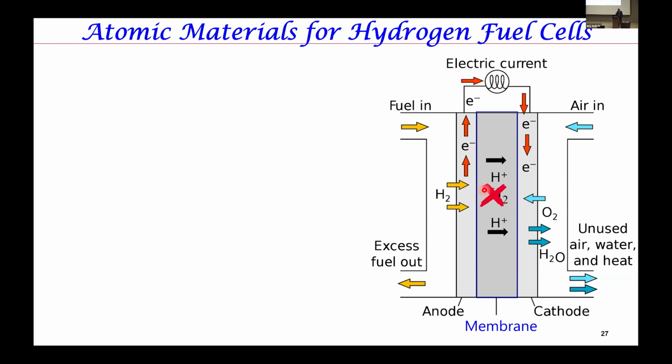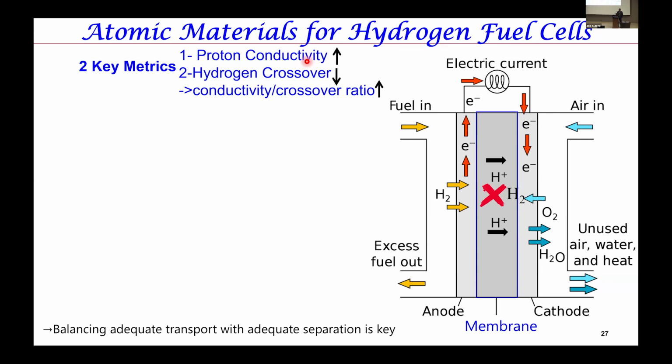So we said, okay, how can we address this? So the two key metrics we have to focus on is proton conductivity. You want this to be as high as possible. At the same time, you want to block gas transport, which typically is in the form of hydrogen crossover.